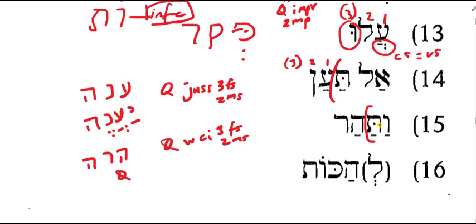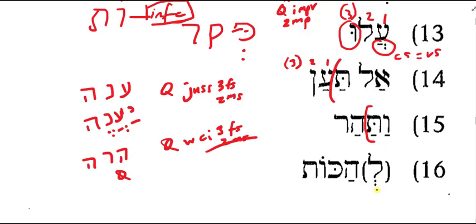Now, in form, this could be 3fs or 2ms, but because we're dealing with biology, men do not get pregnant. They do not conceive. So 3fs is going to be the way to go. So this is going to be translated as a WCI past time. She got pregnant, or she conceived. All right, and then number 16.